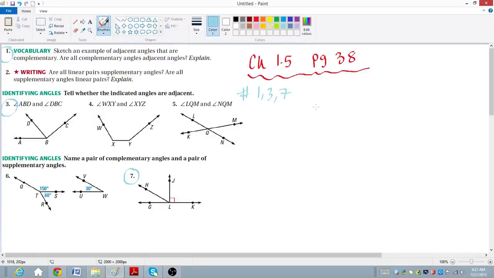This is chapter 1.5, page 38. And I'm gonna do number 1, number 3, and number 7. So let's start with number 1.